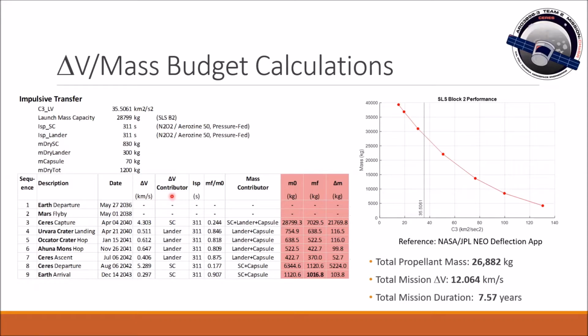Something important to note is that we have a separate landing and ascent module of about 300 kilograms. By having it separate, we're able to decrease our final Earth arrival mass requirement to just 900 kilograms. And the final mass shown in bold shows that we will arrive at Earth with excess mass of about 100 kilograms. And when we sum up our budget, we get a total propellant mass of about 27K kilograms and a total mission delta V of about 12 kilometers per second.